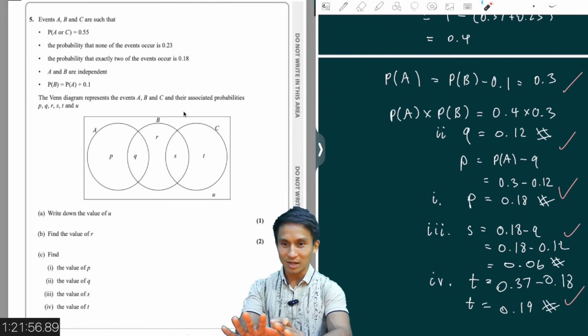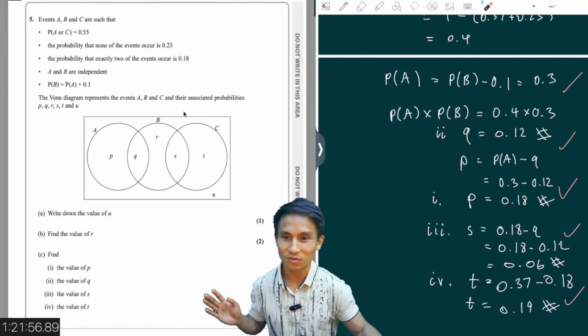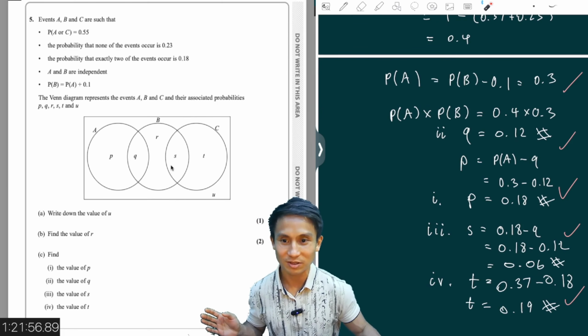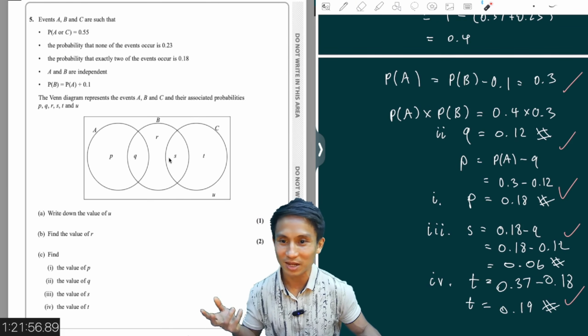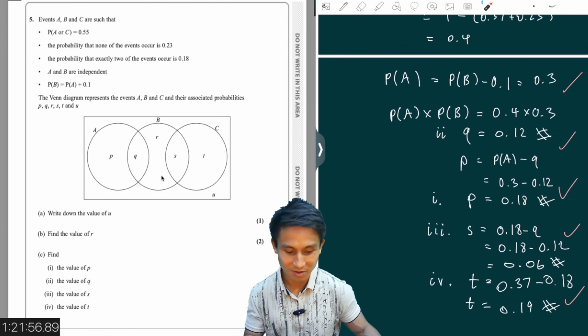But then when I looked at it from a different angle, like I used the Venn diagram instead, actually, somehow it just popped up to me that I should find P(B) first, and then I cracked it here.